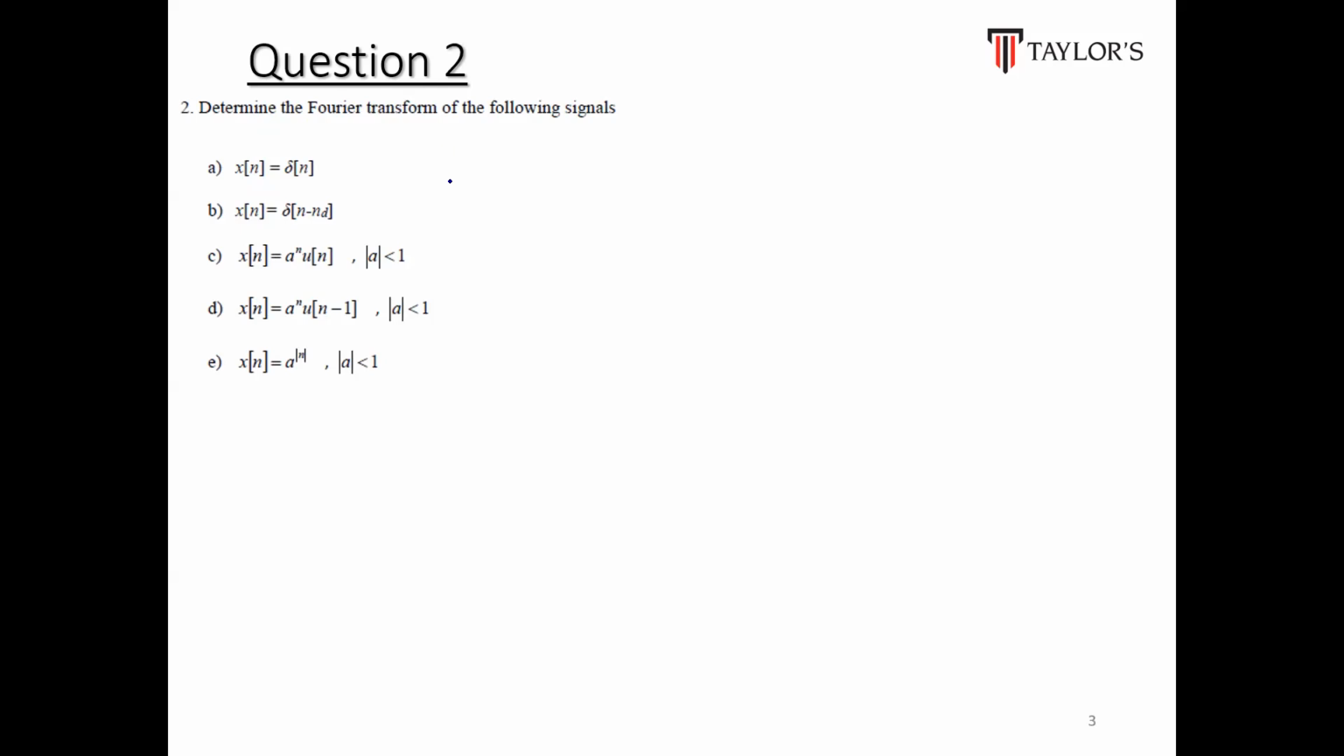So let us try one by one. x[n] equals delta[n]. Can we have the formula for that Fourier transform? Let me write it here. The Fourier transform is the summation over k from negative infinity to positive infinity of x[k] e to the negative j omega k. All right, so now we do A.